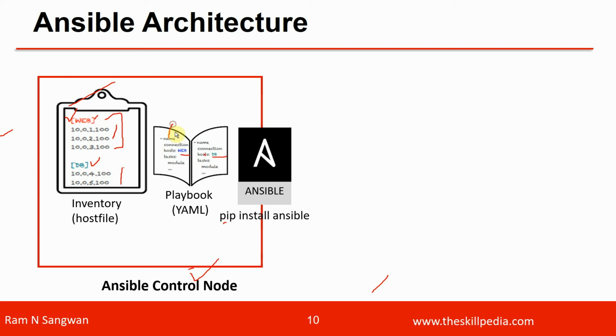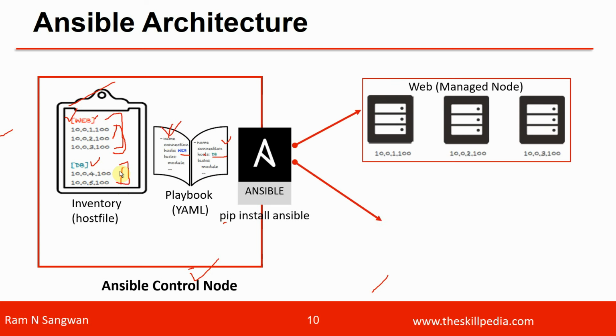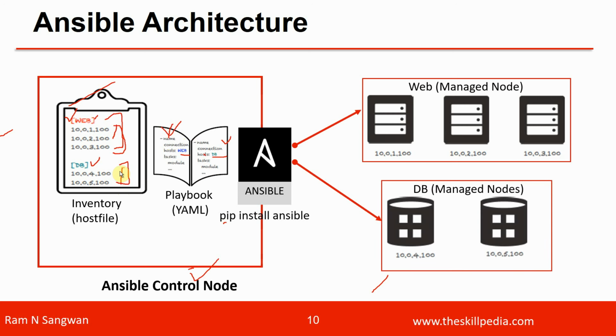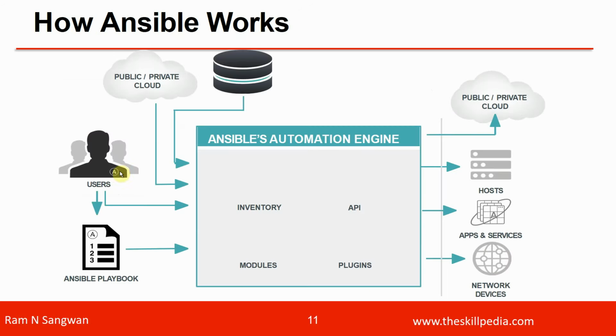So this playbook will be directly pushed to the three machines under the web group, and this playbook will be pushed to the database group, where we have two machines. So you create an inventory file, you create playbooks, and you push them remotely, whether to the web group or the database group. Both will be executed remotely and will be played on the remote machine. That's how Ansible works. That's Ansible architecture.